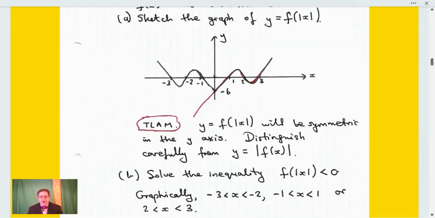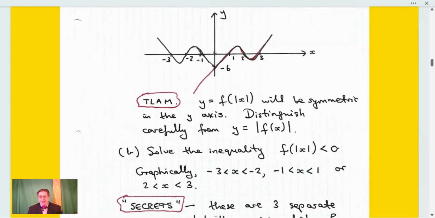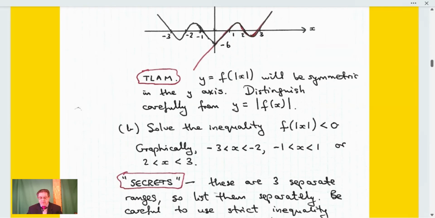Part B of this question asks us to solve the inequality f of mod x is less than naught. So thinking graphically, we go back to our graph. There are 3 regions of the graph where the graph is below the x-axis. They are between -3 and -2, between -1 and 1, and between 2 and 3.